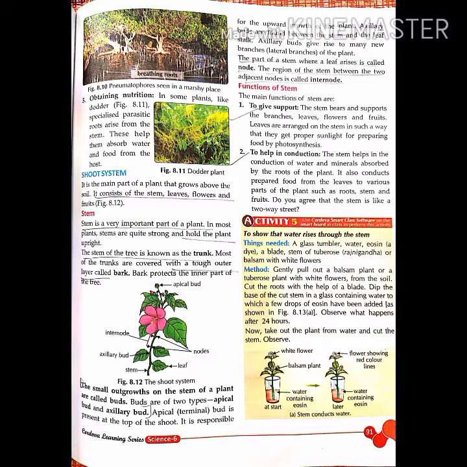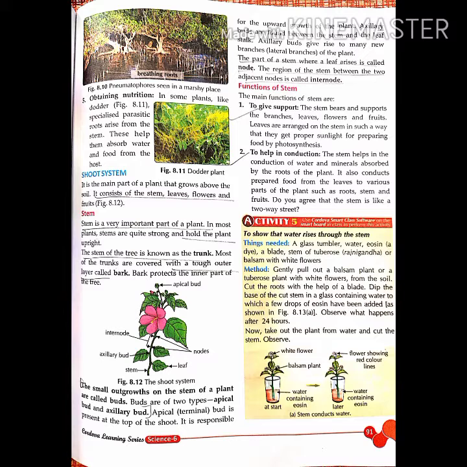The part of the stem where a leaf arises, जहाँ से लीव निकलती है, that part is called a node. And the region of the stem between two adjacent nodes is called an internode. The parts from where the leaves arise are called nodes, and the region between two nodes is called an internode. So these are the small parts of the stem.